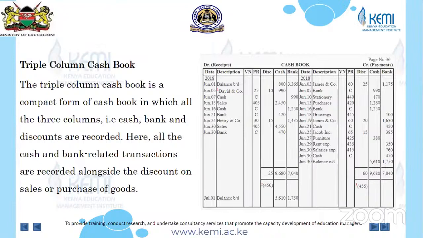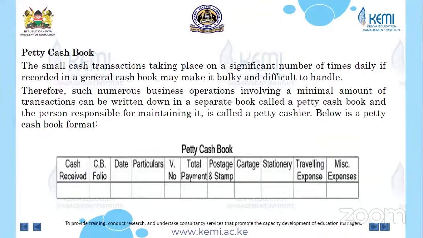So there is also the petty cash. I've given the sample of the petty cash. And this one here, as I've said, it is the transactions taking place a significant number of times daily. Recorded in a general cash book, they may make it bulky and difficult to handle, because you are dealing with small money. So such numerous business operations involving a minimal amount of transactions can be written down in a separate book called a petty cash book. Let me just end there so that we don't take time.